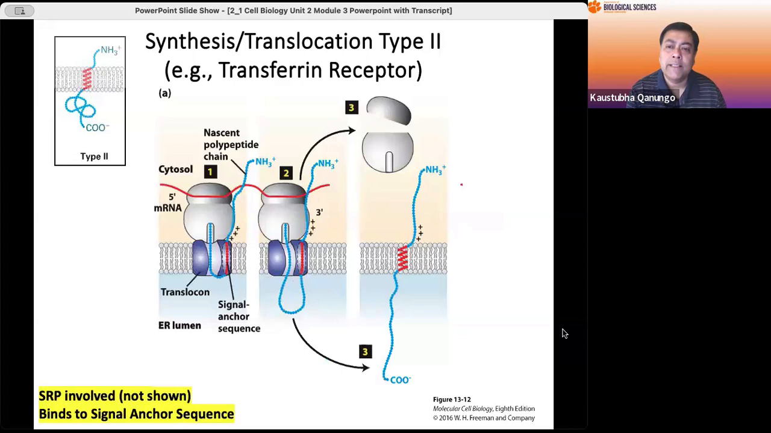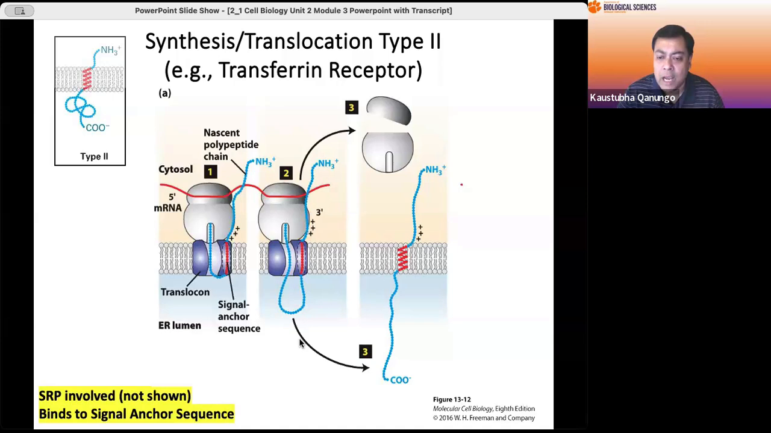So this one is a type 2. The N-terminal is in the cytosol, so the C-terminal is in the lumen of the ER. So here there is a little bit of a problem because you have to lower the protein like a U-shaped structure. Think about it like you are holding a pipe, and then you are taking a string and holding both ends of the string and gradually lowering both strands through the channel into the lumen.